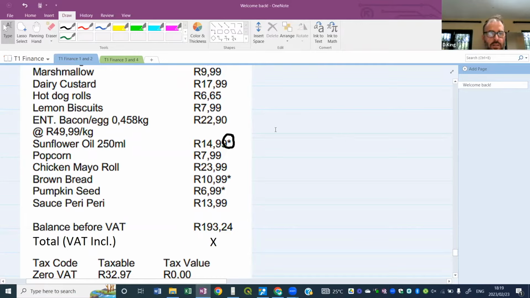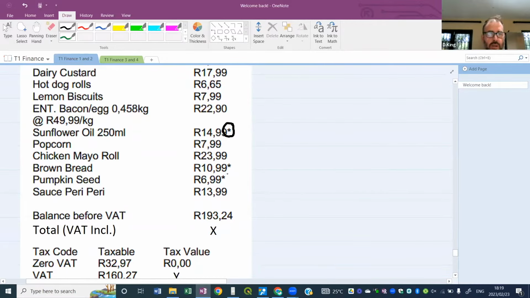Sunflower oil is zero rated. Brown bread is a basic food item that's also zero rated. Okay. Then we have pumpkin seeds. Things like pumpkin seeds, lentils, sugar beans, broad beans. Those are all what we call legumes. So lentils and beans are legumes. Those are also zero VAT rated.